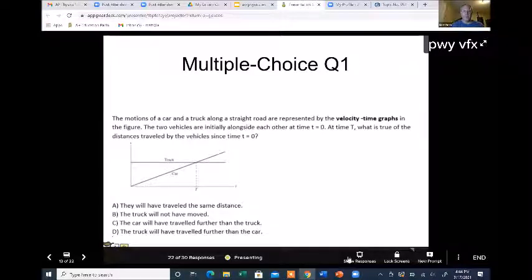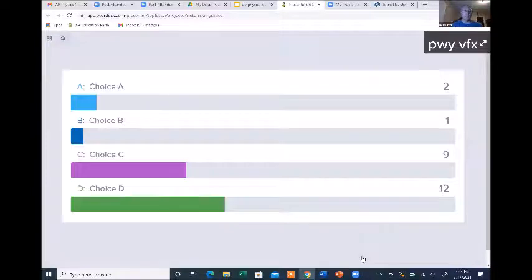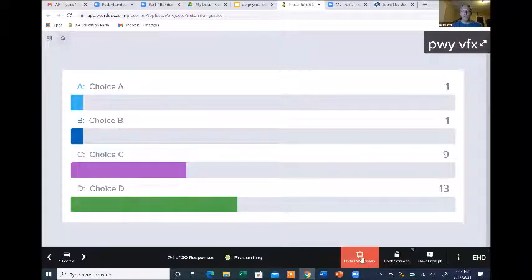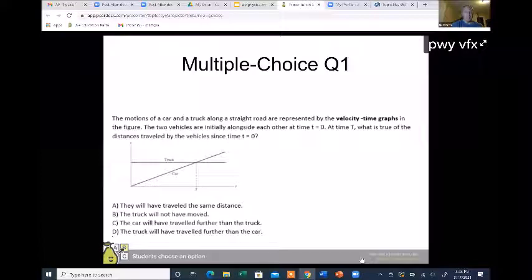All right, I'm going to pull up your responses just to see what you guys thought. It's looking like a lot of C's and a lot of D's, not too many A's and B's. Let's see what we got here. The key thing to remember is this is a velocity-time graph, and we're looking for what is true of the distance. Again, from a velocity-time graph, how do we find distance or displacement, guys? Somebody unmute and tell me.